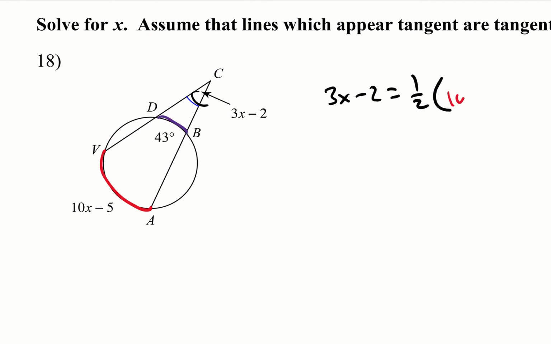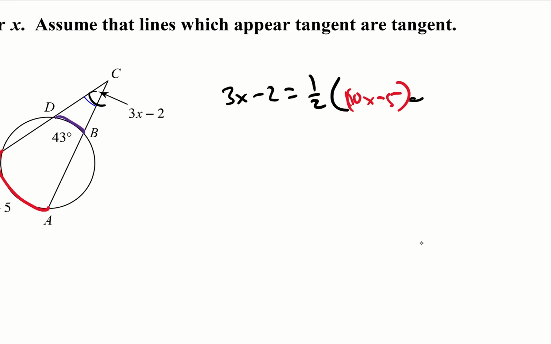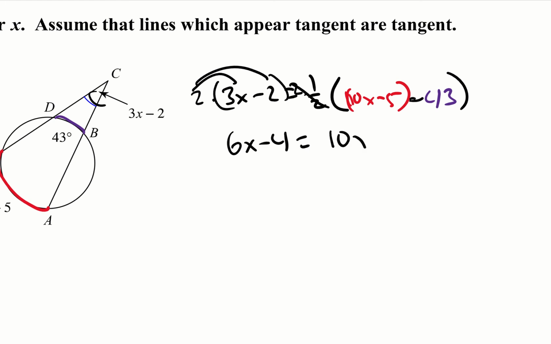inner. So you got 10x minus 5 minus 43. Times 2 on both sides. Remember to distribute. We get 6x minus 4 equals, then we got to do all of this. Minus 5 minus 43 is negative 48.